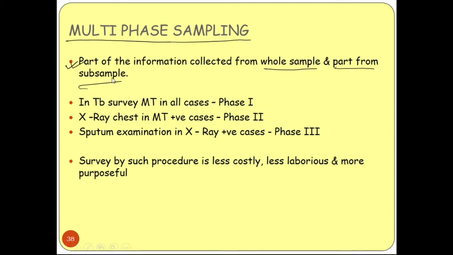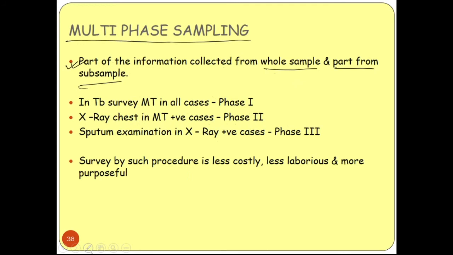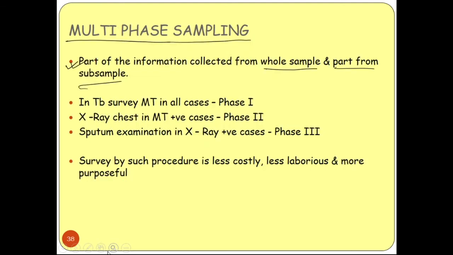At phase 1 we are getting, suppose, the whole sample. At phase 2 we are getting a subsample of the whole sample. And this is multi-stage. So you have to remember the difference between these different types of sampling, multi-stage and multi-phase. Okay, cluster sampling, what are the differences between these?